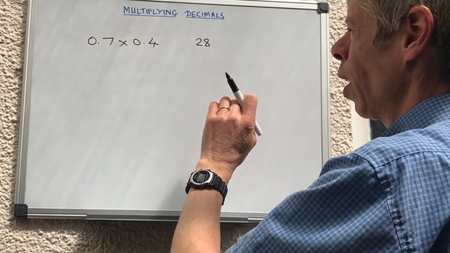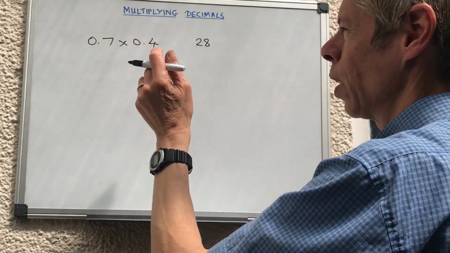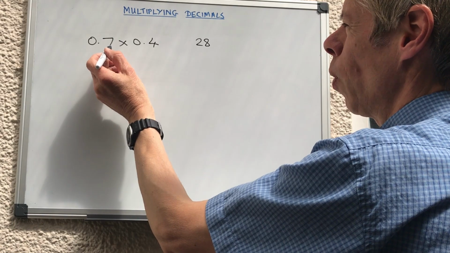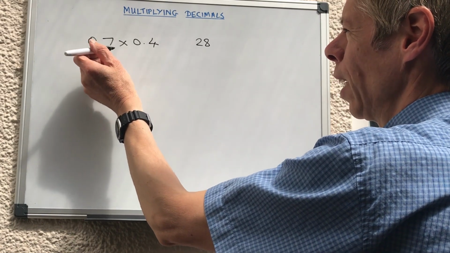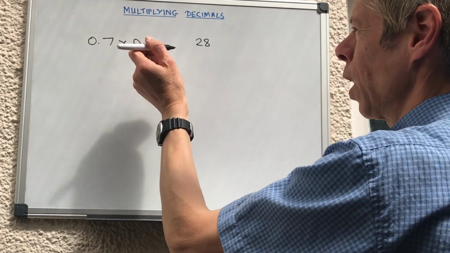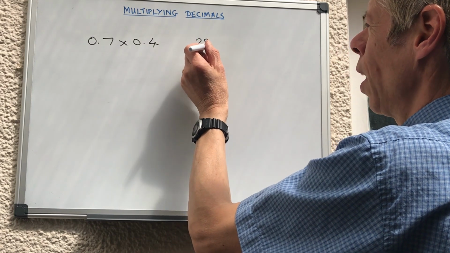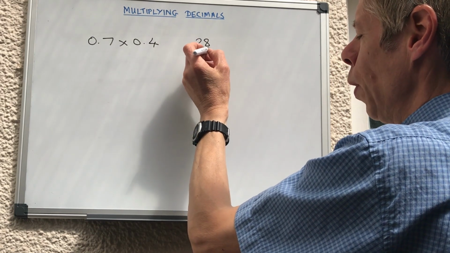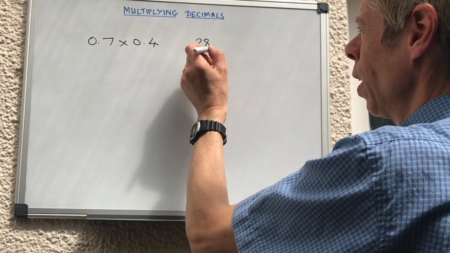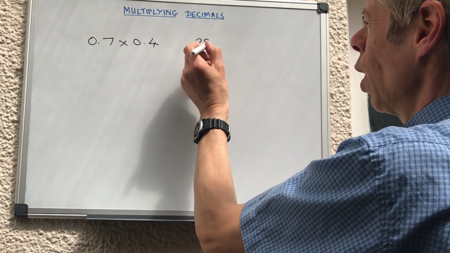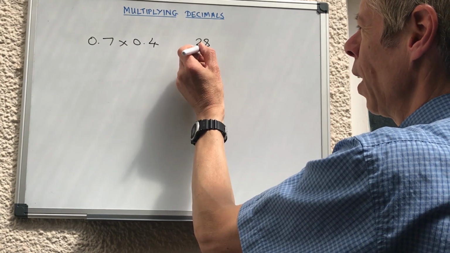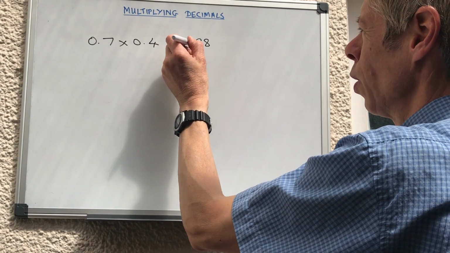Ignoring the decimal points for the moment, now we're going to take note of decimal points. So that 7 was one place in the decimal, so was that. So that's 2 decimal places. So our 28 has got to be moved using place value by 2 decimal places. So if we had 28, divide it by 10, you get 2.8, divide it by another 10, you get 0.28.